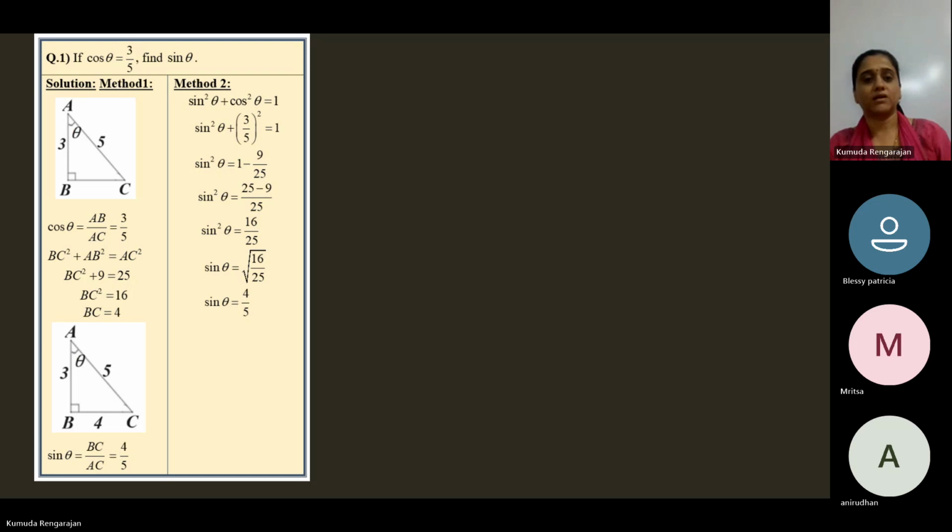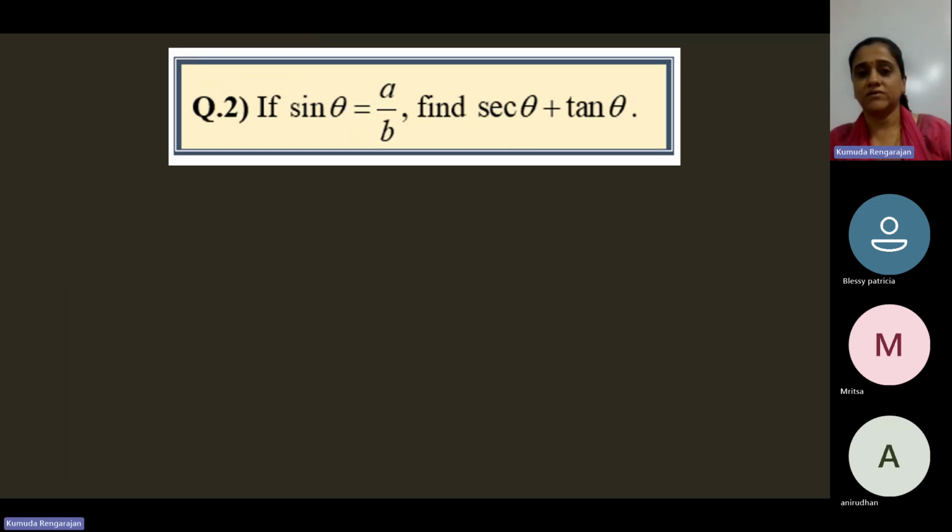Next one. Again, we're given the value of one trigonometric ratio. Sine theta is a by b. So you can put this information in a right triangle. You can fill the opposite side a, the hypotenuse b. And using Pythagoras theorem, you can find the other side. Once you have all the 3 sides, you have the numerical values or some expression. Here you don't have numerical values, you'll only have some expression.